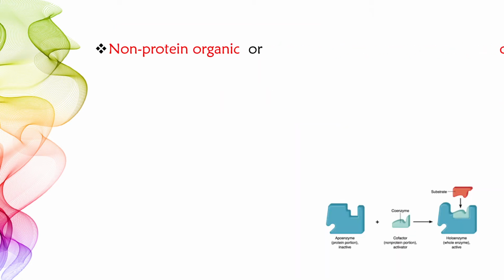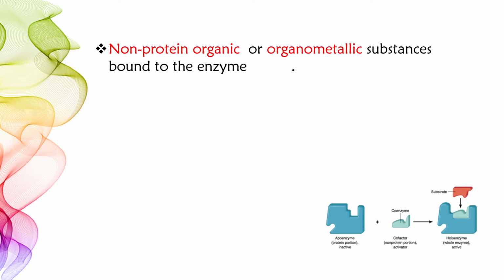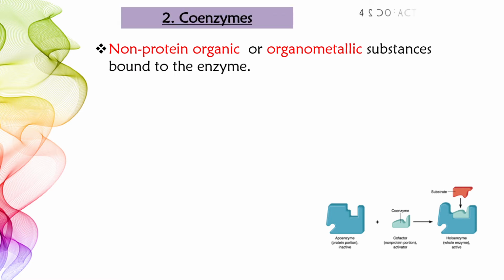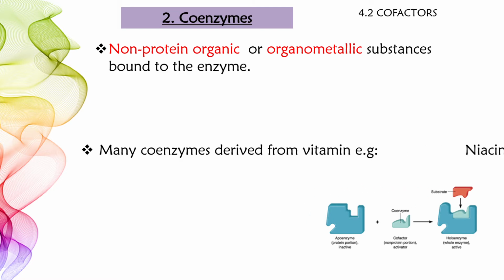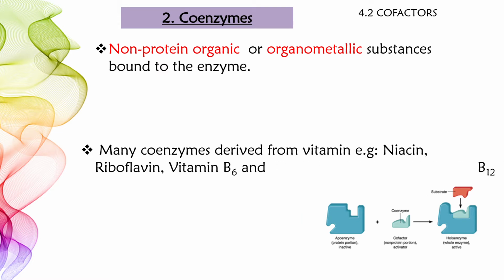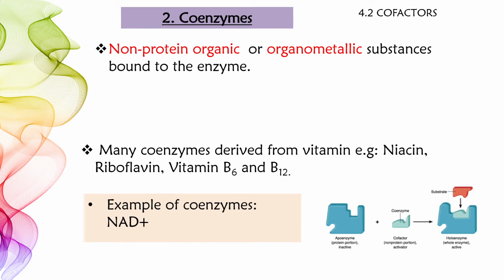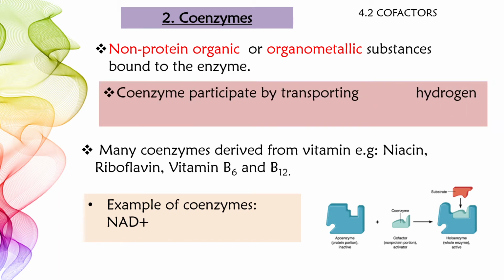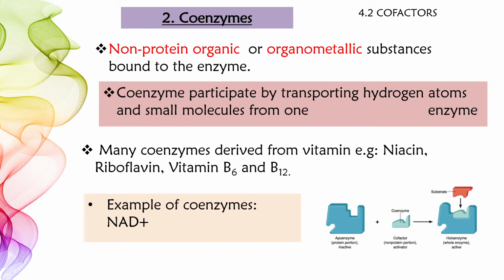Coenzyme participates in enzyme catalysis reaction by transporting hydrogen atoms and small molecules from one enzyme to another. Coenzyme normally binds loosely to the enzyme. Many coenzymes derive from vitamins, example niacin, riboflavin, vitamin B6 and B12. Example of coenzyme: NAD+.